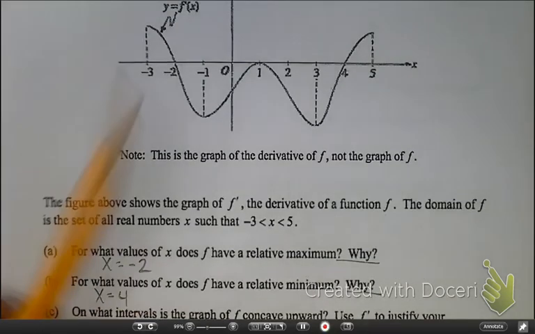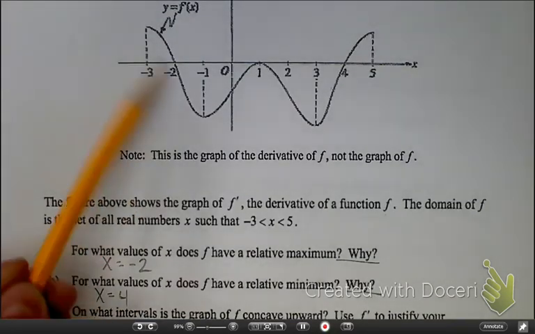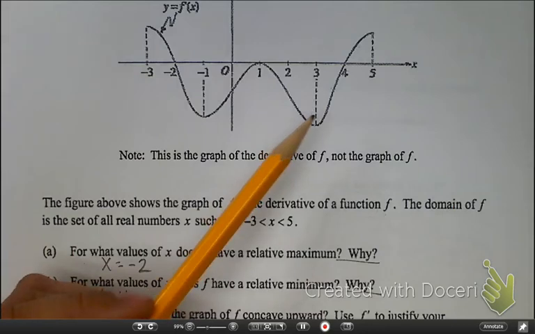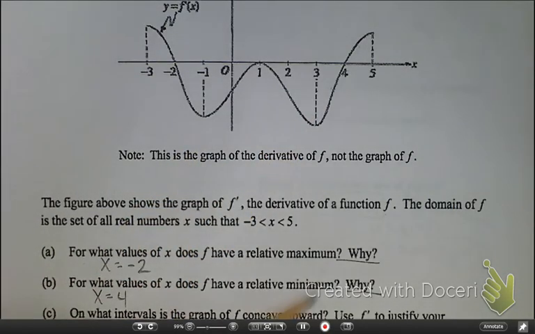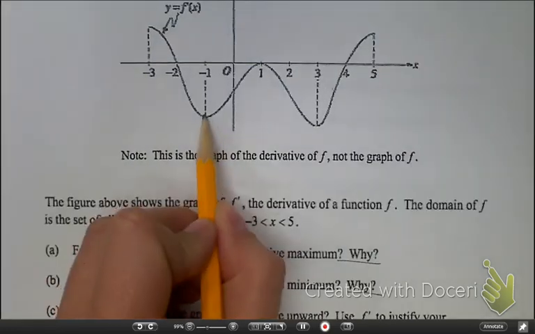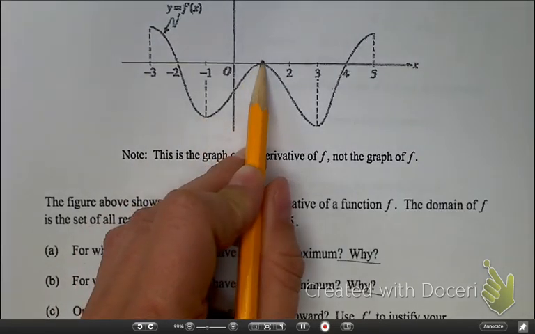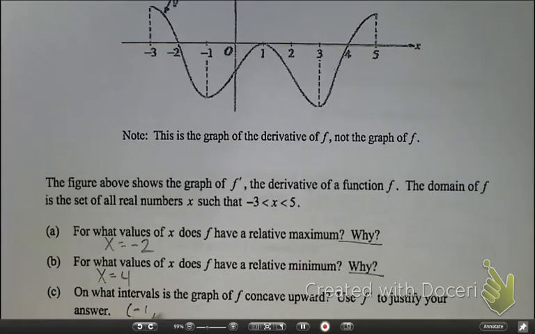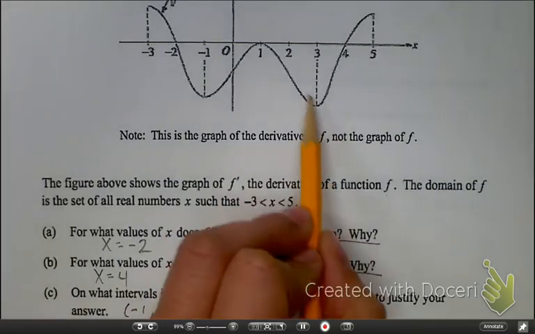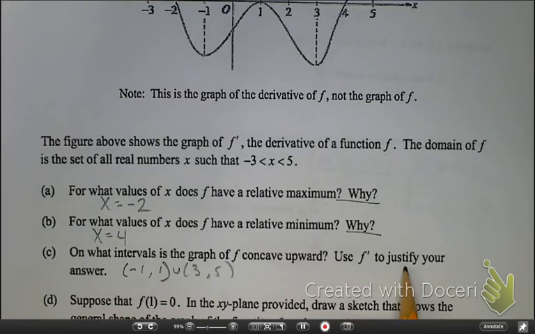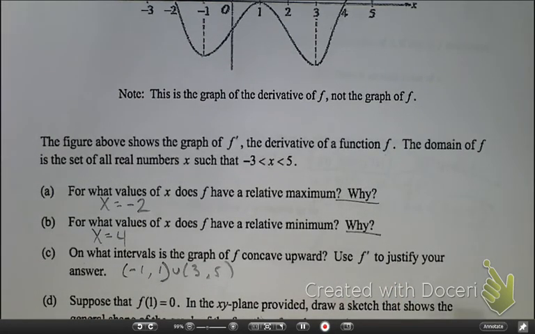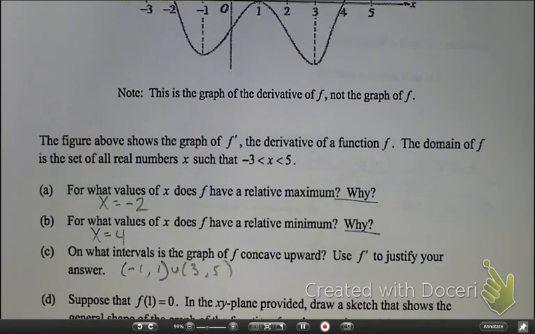Well, remember that the original function will be concave up wherever the derivative is increasing. Because remember, concave up indicates increasing slopes. So the derivative is increasing from -1 to positive 1, and then also from 3 to 5. Union 3 to 5. And again, to justify my answer, I would say the first derivative is increasing on those intervals, therefore the original function is concave up.